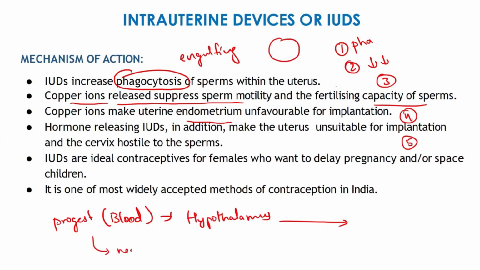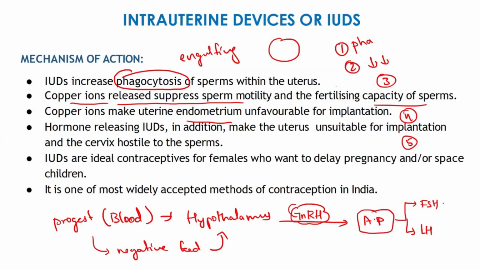How does it act? It will show the negative feedback mechanism that will prevent the hypothalamus from releasing which hormone? Also it will stop ovulation. It will prevent the GnRH, which prevents the anterior pituitary from releasing FSH and LH. When there is no FSH and LH, the anterior pituitary cannot stimulate the ovary for the maturation of eggs. So maturation of eggs cannot happen, and egg release is prevented. So one is that way.